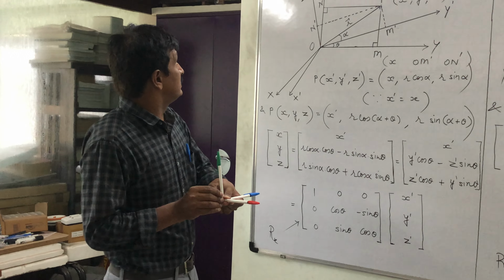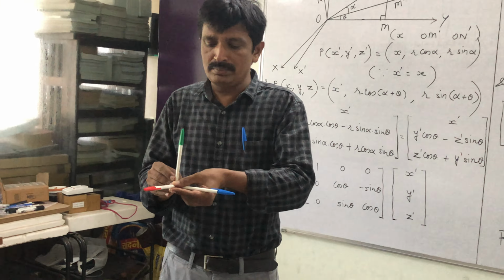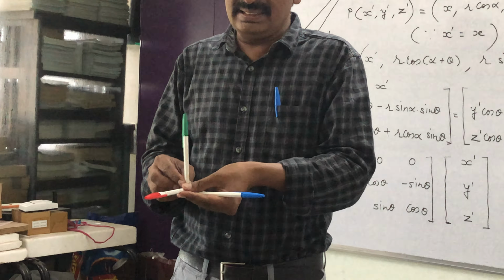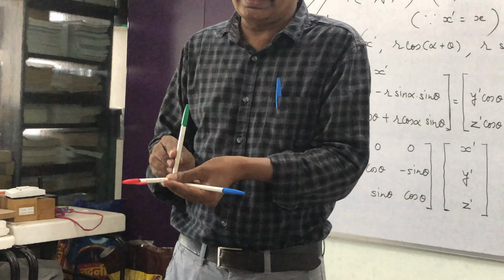Where did rotation matrices come from? Consider these axes. The red one is x, the blue one is y, and the green one is z.